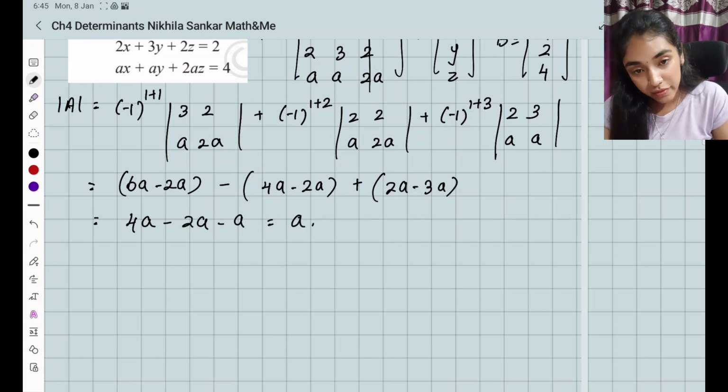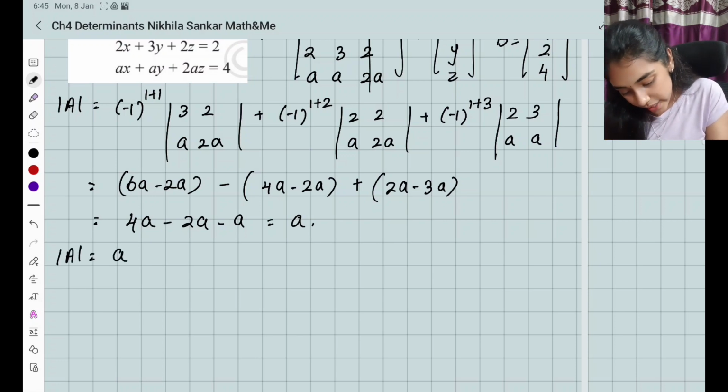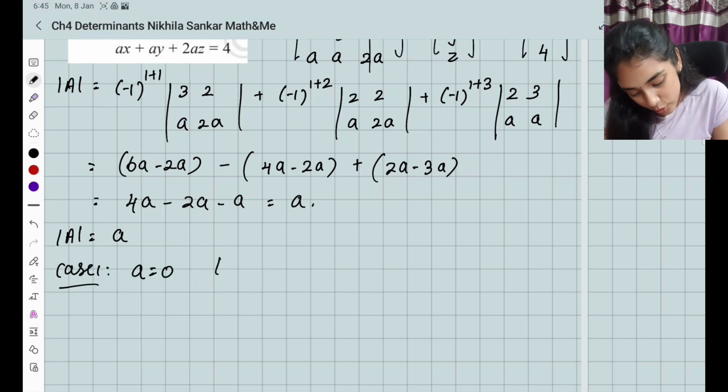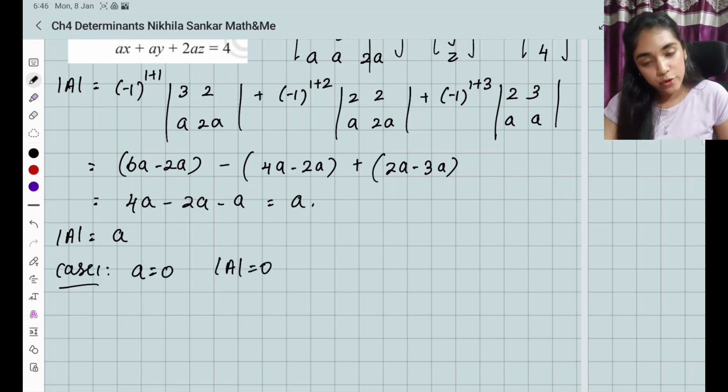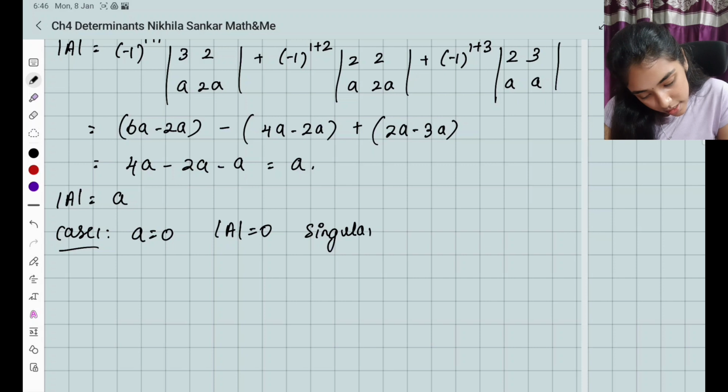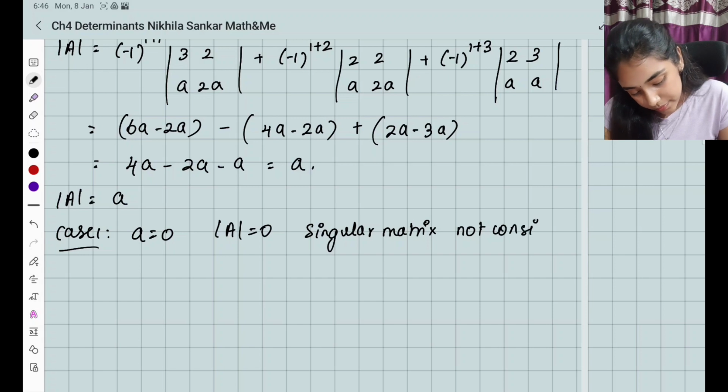So the determinant of A is going to be a, but we don't know the value of a. So you have the determinant of A equals a. So case 1, when a equals 0, which means determinant of A is going to be 0. So determinant of A is 0, now what do we say? This is going to be a singular matrix and this is going to be not consistent.